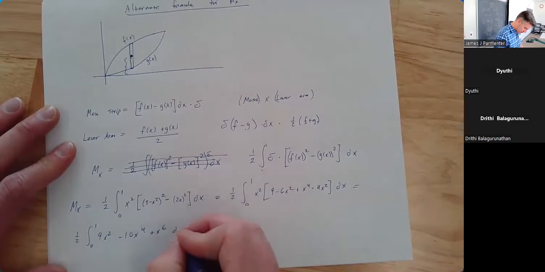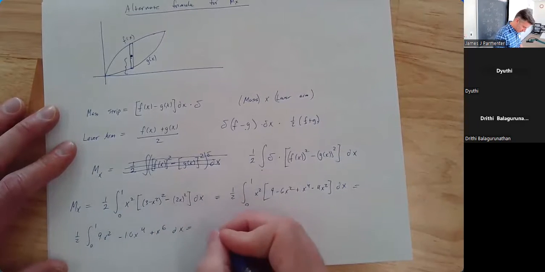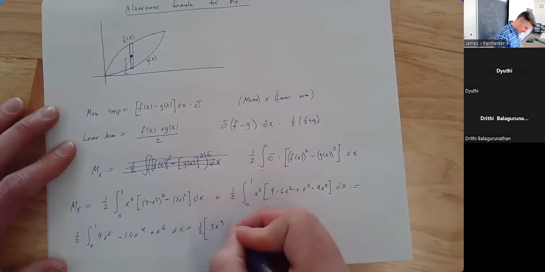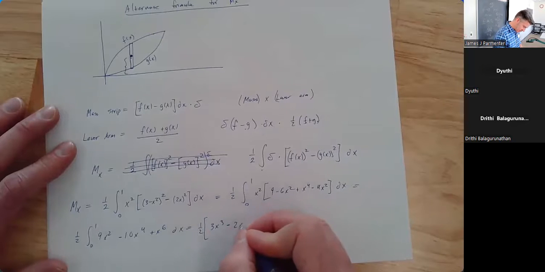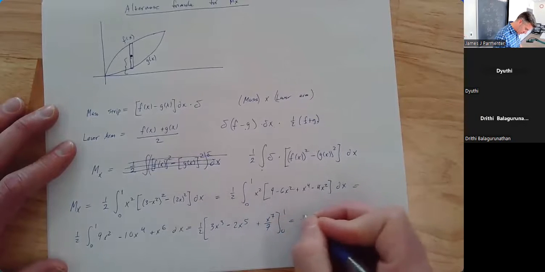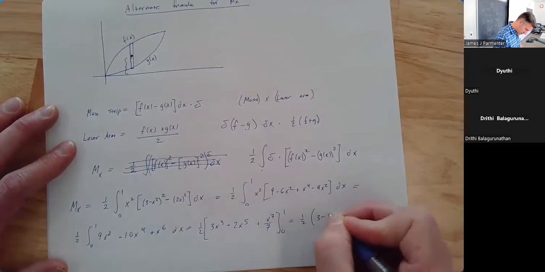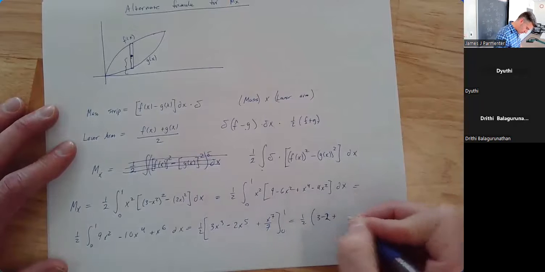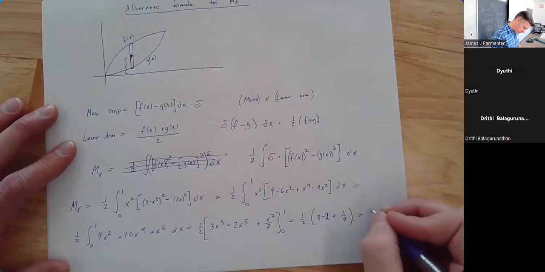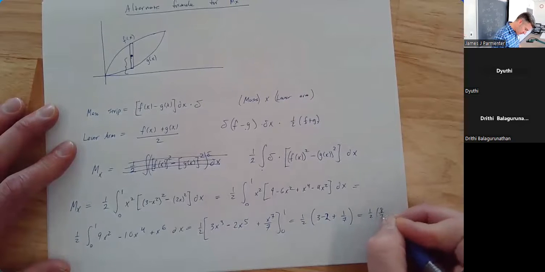Seems good. We integrate, we get 9x cubed over 3. We get the 1/2. We get 10x to the 5th over 5. Oh, that comes out nice. And we get x to the 7th over 7 from 0 to 1. So we end up getting 1/2 times 3 minus 2 plus 1/7, which is 1 1/7 or 8/7. So 1/2 of 8/7 is 4/7.